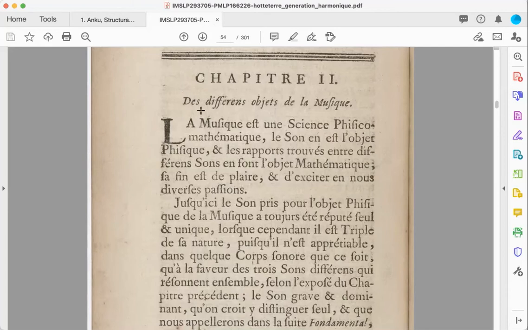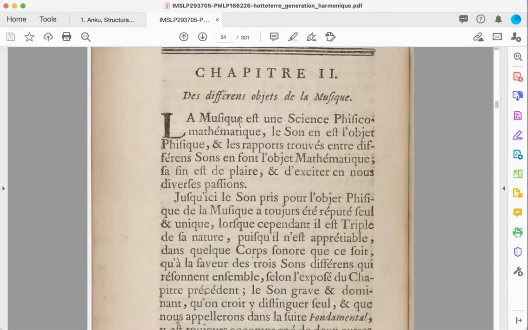So the mission statement of the book is given at the beginning of chapter 2. He says, music is a physico-mathematical science. It's a science, right? It's not just a thing we do to play continuo. It has this basis in science, the science of the Enlightenment, this is what, 40 years after Newton's Principia Mathematica or so.